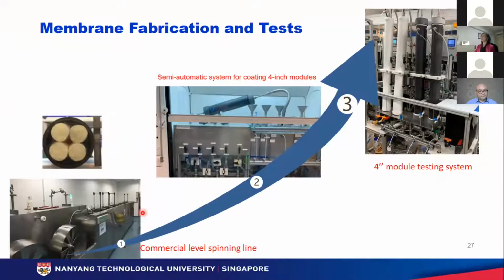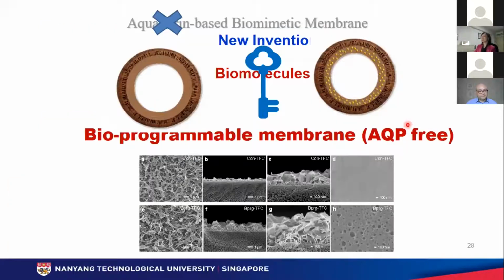Okay, just to show you the facility we have to do the mass production of the hollow fiber membranes and to do the coating layer interfacial polymerization. And here is the test setup. You can see here, that's the test setup, and we built our systems for the testing. At the same time, we never stop for new innovation and new invention.